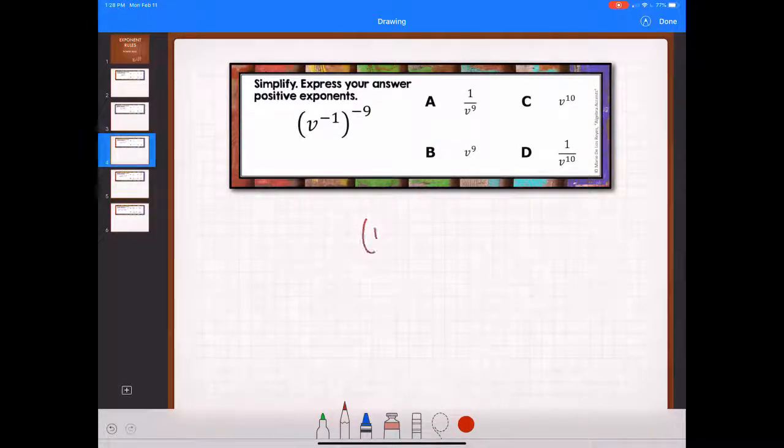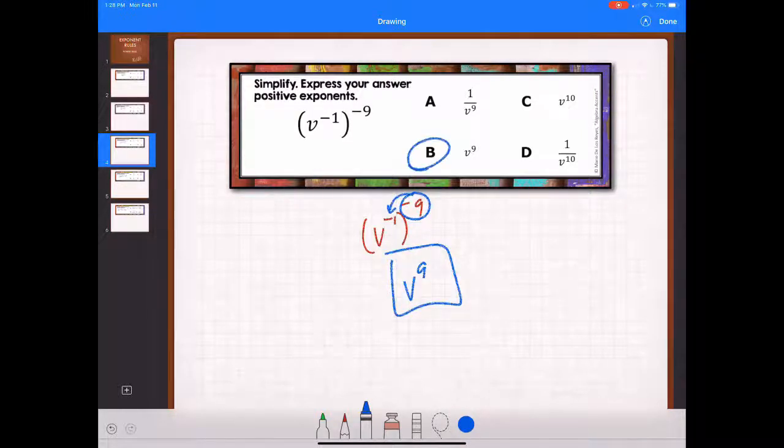Next example, v to the negative 1 to the negative 9. Again, power rule says you can multiply these together, so that's v to the negative 1 times negative 9, which is positive 9, and this is already simplified.